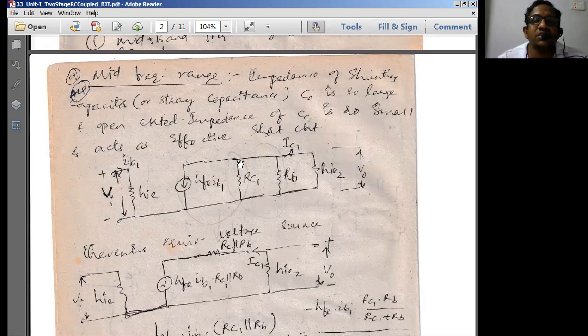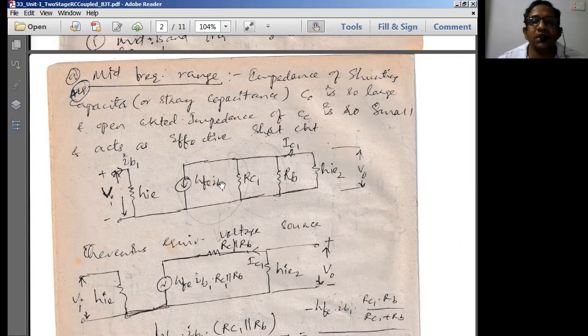So therefore I can simply replace CC by a short circuit, and I can simply open circuit C naught here. Earlier we had a C naught here; that C naught is simply open circuited, and the rest of the circuit values remain as they are. RB is the parallel combination of R1 and the R naught of the Q2 transistor. HIE2 is the input resistance of the Q2 transistor, and HFE IB is the input current with the AC gain of the transistor.